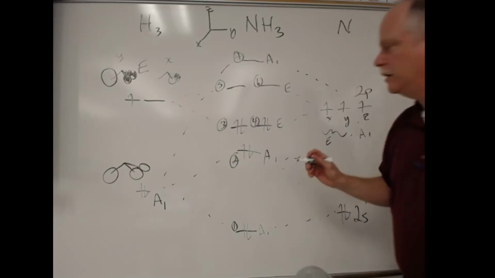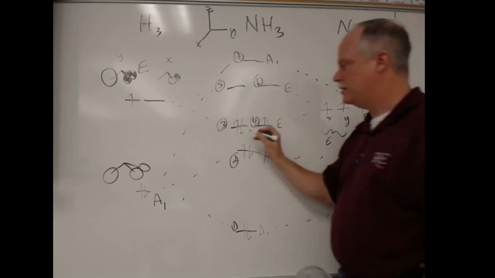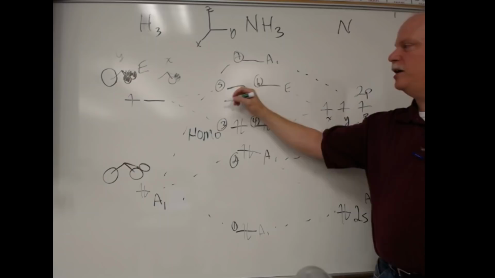So now we can answer some questions. Where's the highest occupied molecular orbital? Let's label that. It's this one right here, 3 and 4, yeah. So this is the highest occupied molecular orbital. They have the same energy, so there's four electrons and two orbitals. And then this up here, 5 and 6, LUMO.